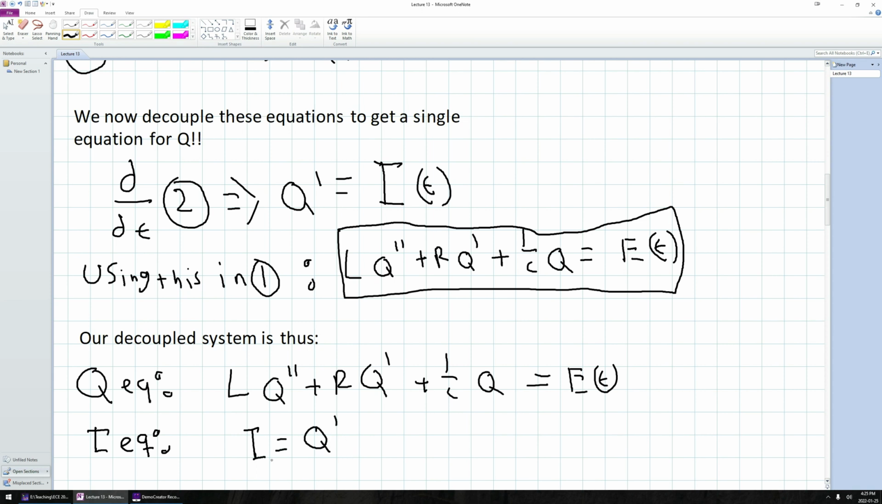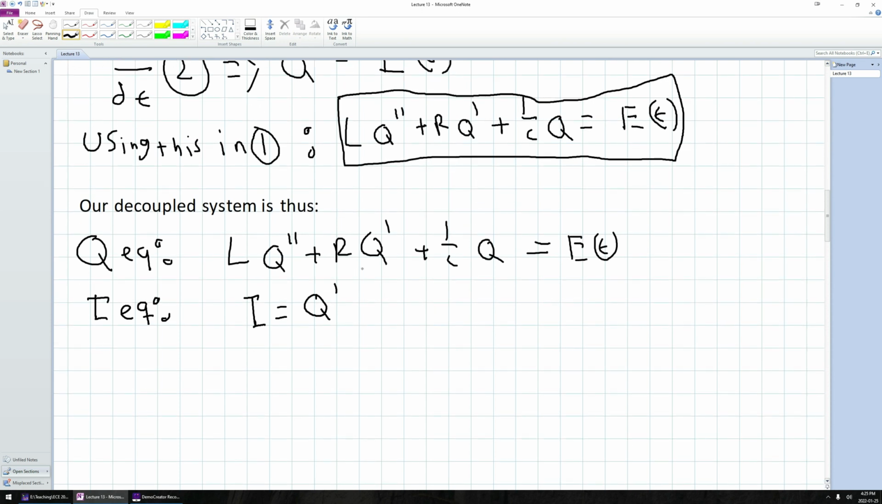Okay, so now I can solve the Q equation using the techniques that we've done previously, and then after we do that, we can then differentiate Q to find what I needs to be. Okay, so if we want to know how the charge of the capacitor goes, we just do that, and then based off the charge of the capacitor, we can find the current throughout the circuit.